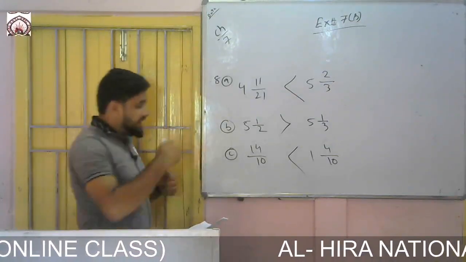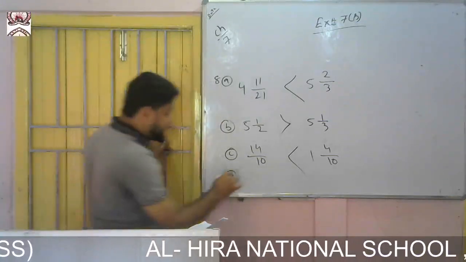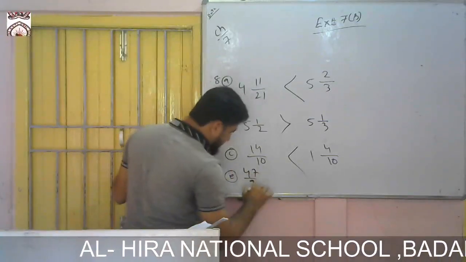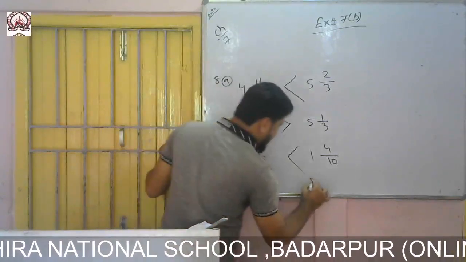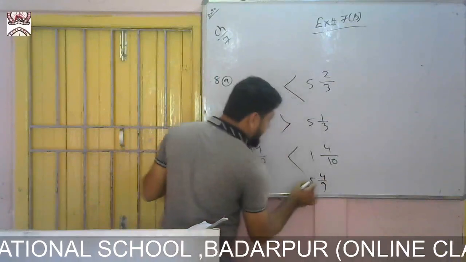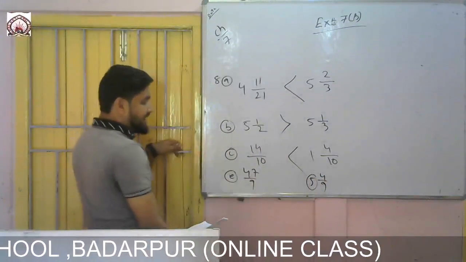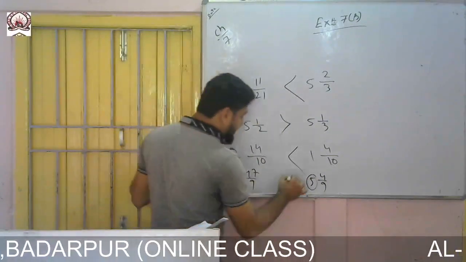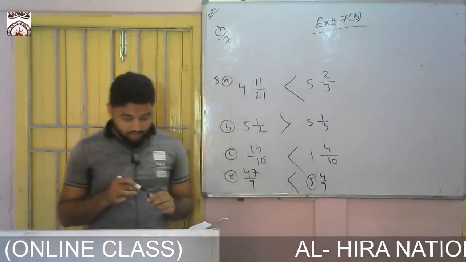So come to question number E. 4 7 by 9, and 5 4 by 9. Here already one natural number is there and here no natural number. So that means obviously the mixed part, this part will be greater.